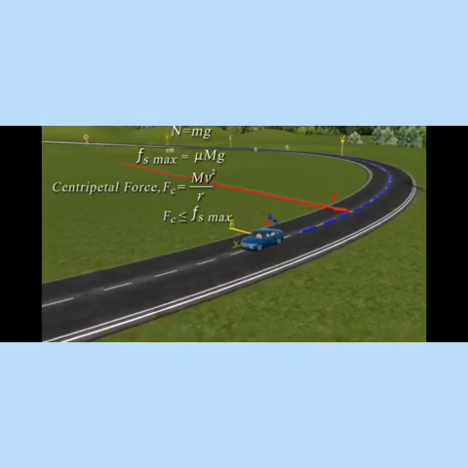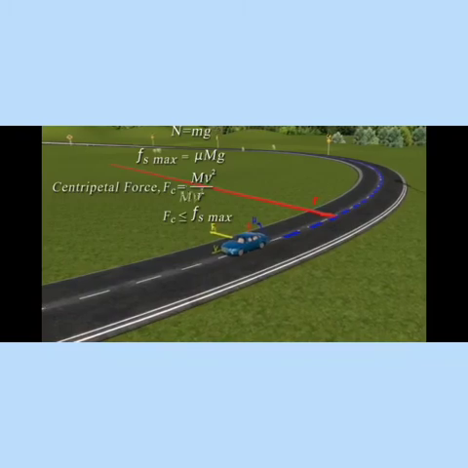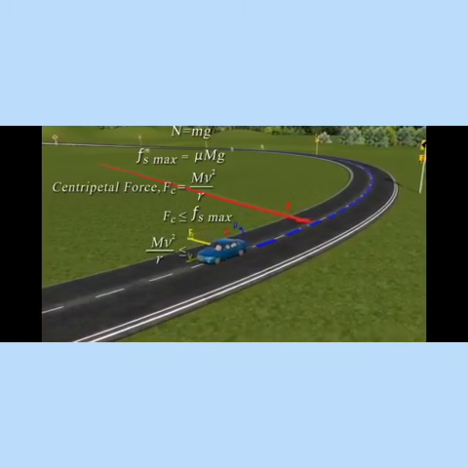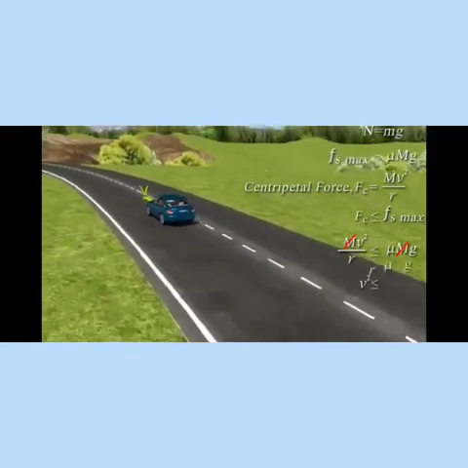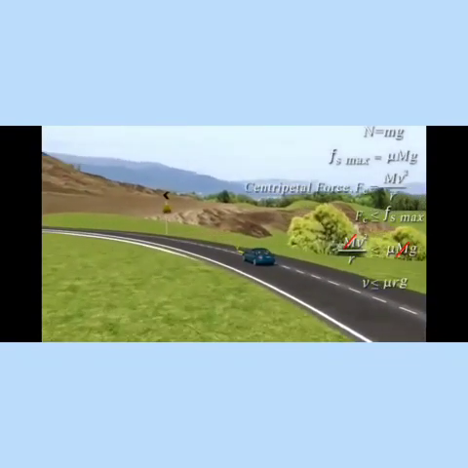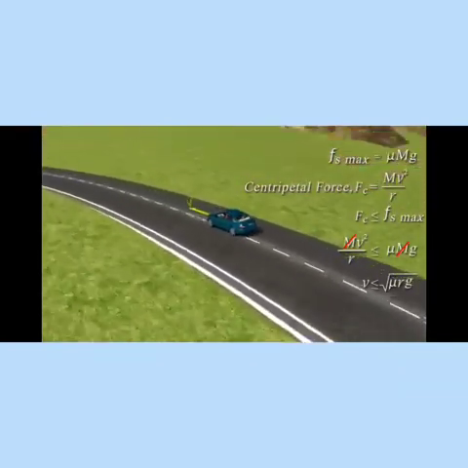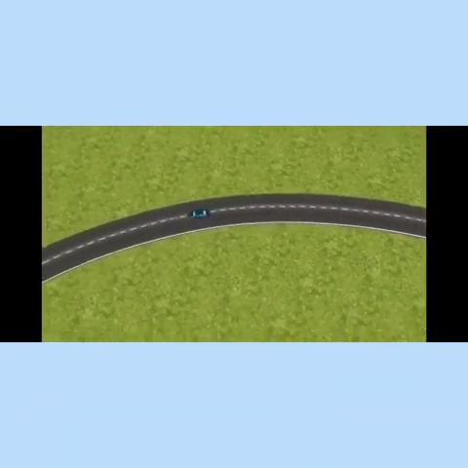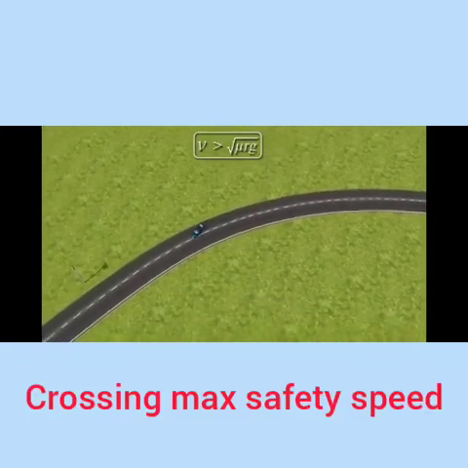So the required centripetal force should be less than or equal to the force of friction, so we can write this equation as centripetal force, that is mv square by r, less than or equal to mu mg. And by solving this equation, we are going to get the equation for maximum safety speed, which is v is less than or equal to root mu rg. And if vehicle crosses this maximum safety speed, then it will be in danger to be thrown out of the road.